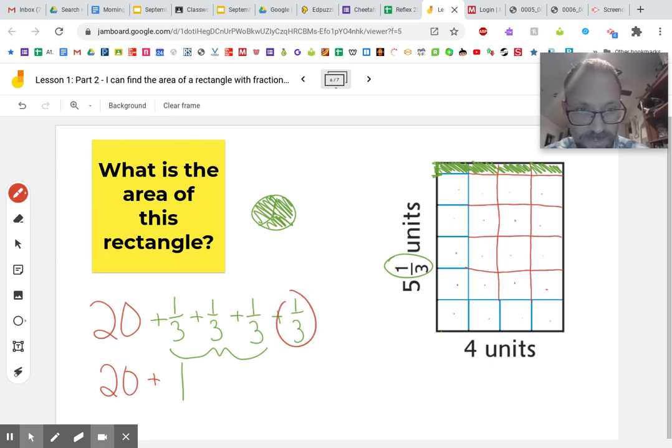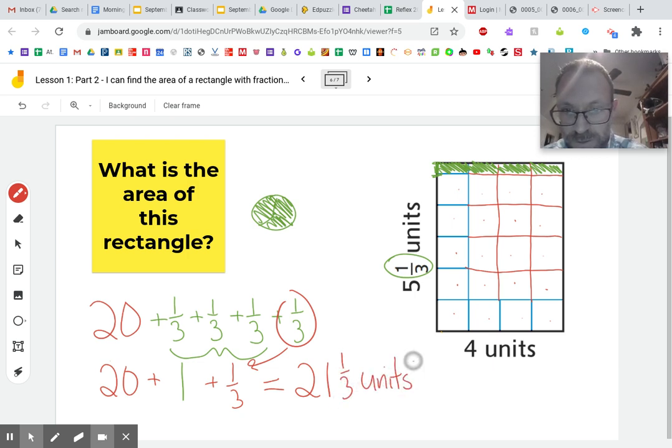this third left over, which we'll bring down and add. So we have 20 plus 1 plus a third. That's going to give us 21 1/3 square units. Don't forget your squared. It's really important.